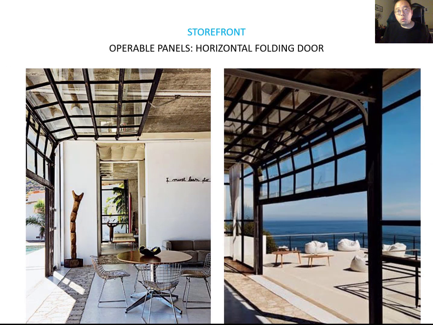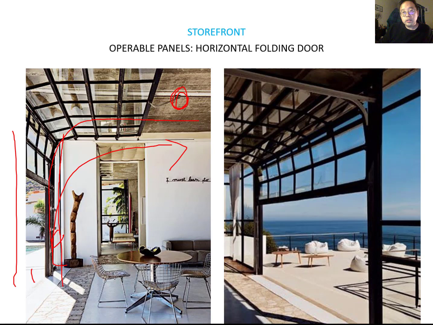The next one is the horizontal folding door. It has a similar operation system to a folding door, but it opens vertically. It is like a parking garage door. It opens like this. In this case, you can see the operation system here, and you can also find the track on each side, which is the wall. They guide the operating door to the top.